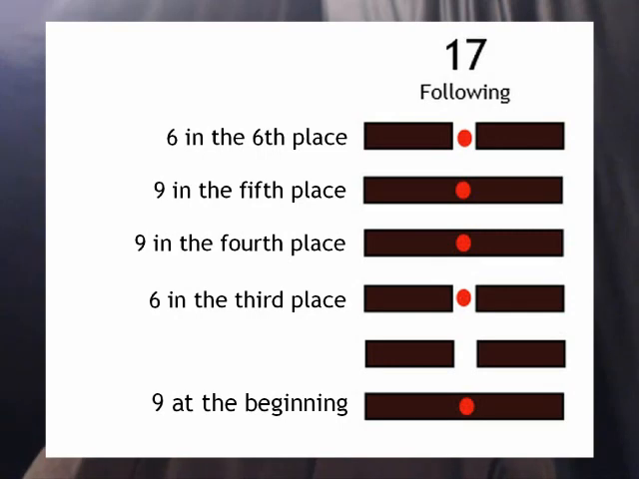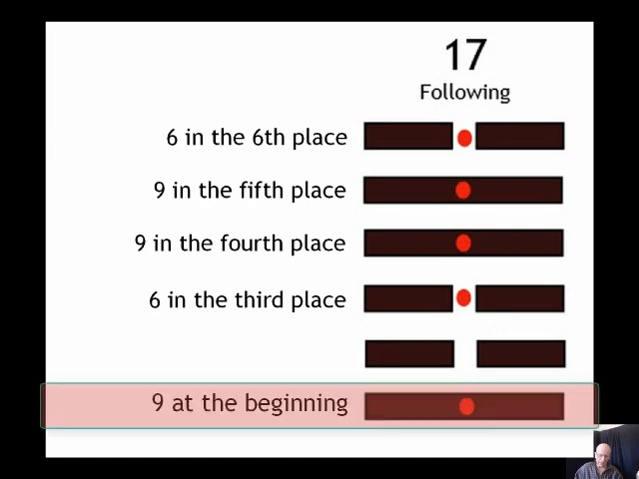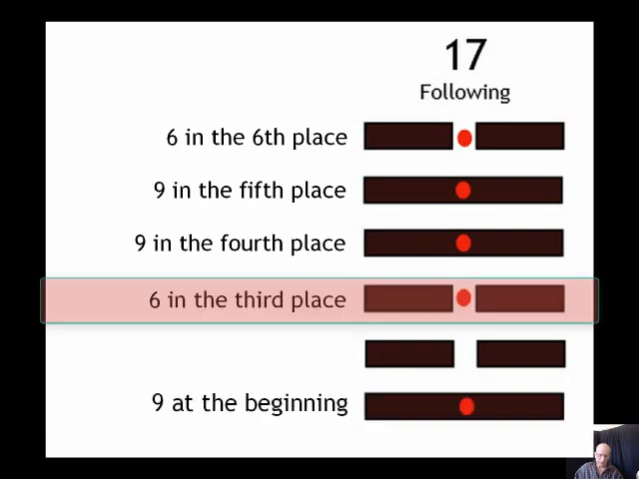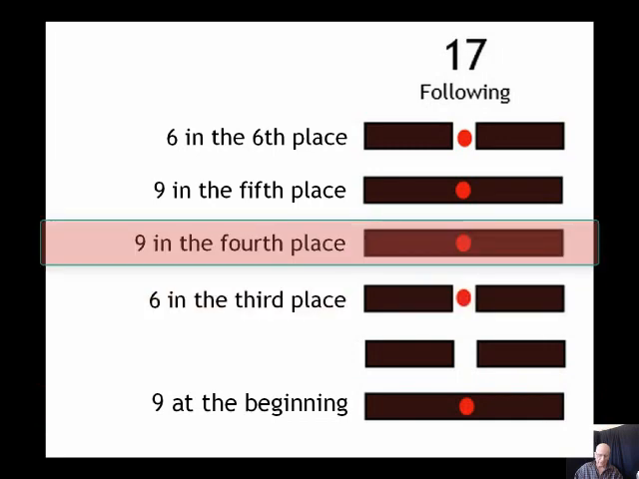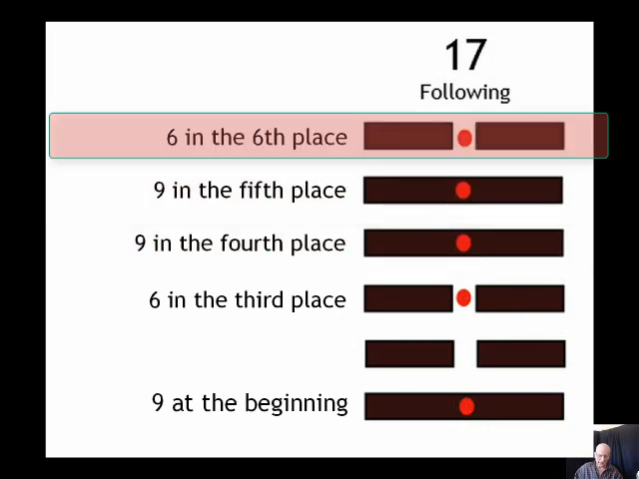So let's go to these lines and number them now. And this is how you would read these lines. 9 at the beginning, 6 in the third place, 9 in the fourth place, 9 in the fifth place, and 6 in the sixth place.